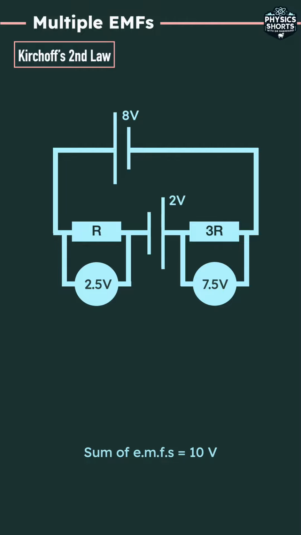If we turn one cell around, the sum of the EMFs is now 6 volts, so R has 1.5 volts PD and 3R has 4.5 volts PD.